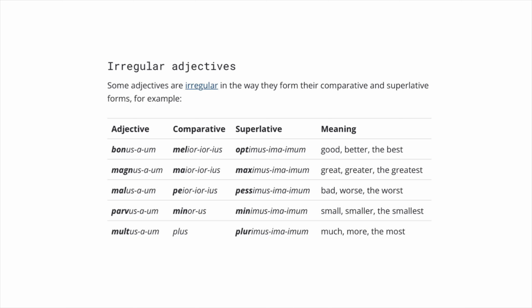Similarly, great: magnus, maior, maximus. Bad: malus, peior, pessimus. Small: parvus, minor, minimus. And much or more: multus, plus, plurimus. So these are forms where we just need to memorize the stem change, but the good thing is that once we're there, they decline just as we would expect. So no tricks on that part.